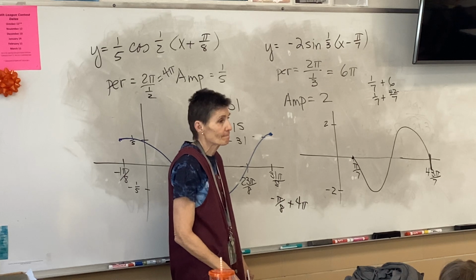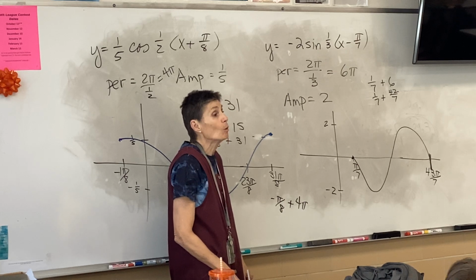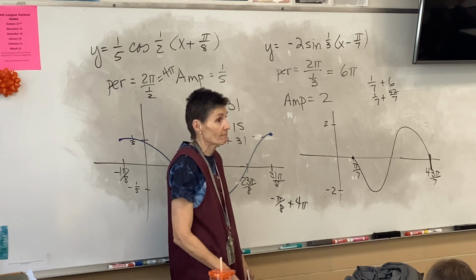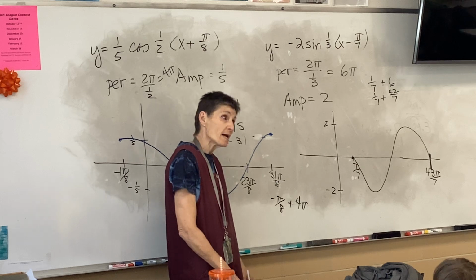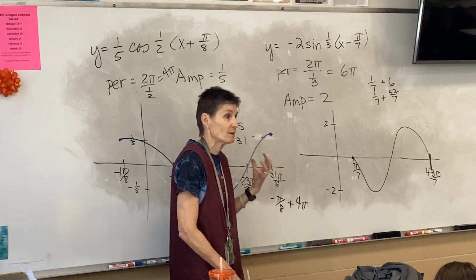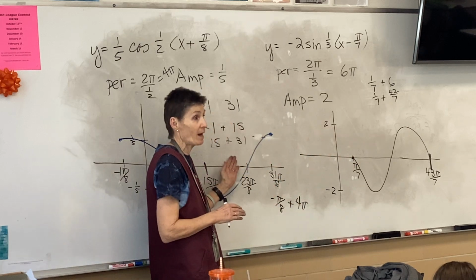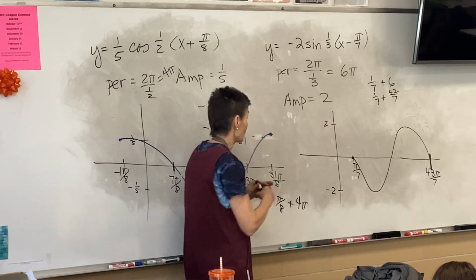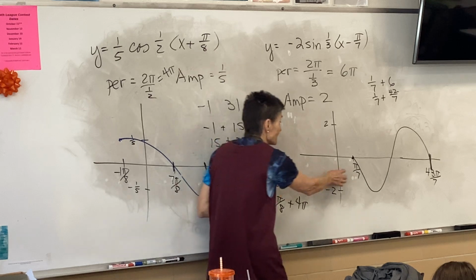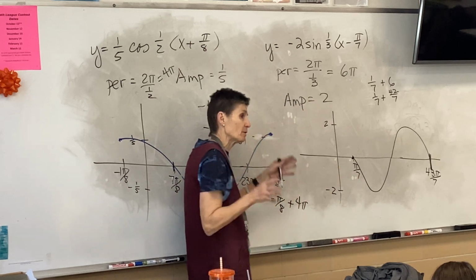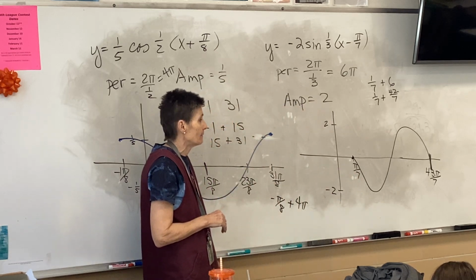Question: can the period ever be negative? No, period and amplitude are positive. You can have a negative in the middle, but the period would still be the period. The period is going to be a positive number. You would just be backing up 6 pi instead of going forward 6 pi. So these labels would be negative, but the period itself is still positive.